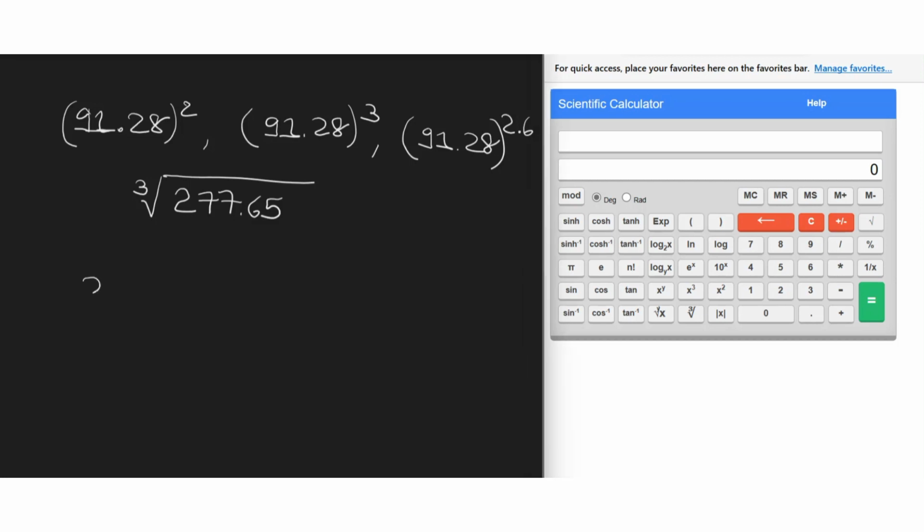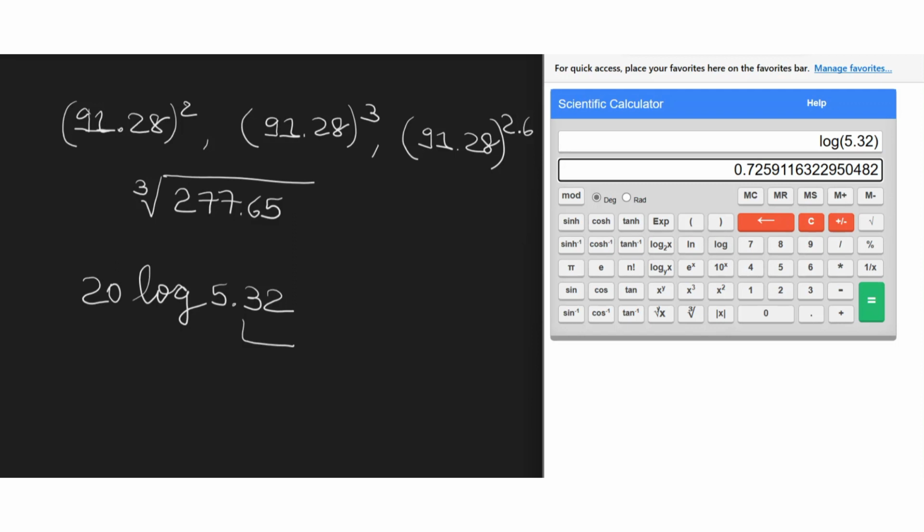Then let's see some logarithmic functions. For that, I'm taking this example. I need to find 20 log 5.32. We'll start writing from here, that is 5.32. Then I'll press this log symbol and then I'll press multiply, as we want to multiply it with 20, and we'll get our answer, which is 14.5182.